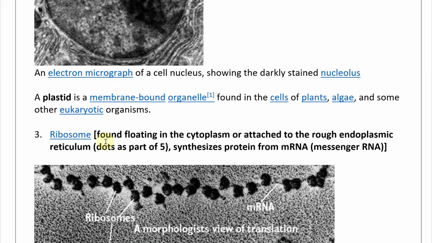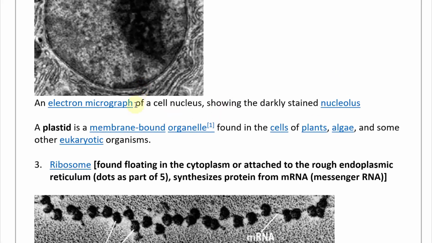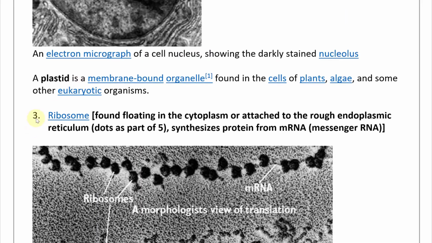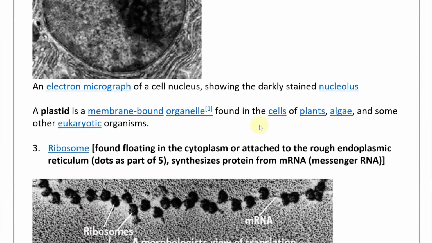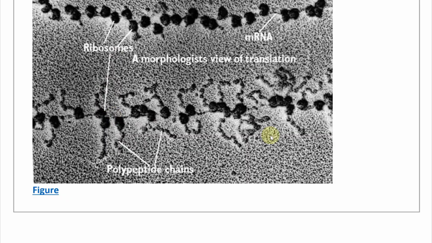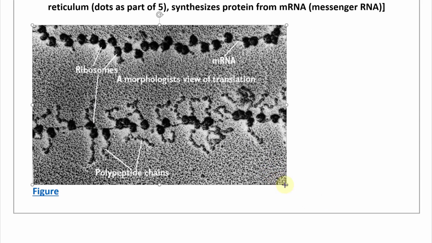Continue further. So organelles would be inside the cell. Ribosomes, number 3, are found floating in the cytoplasm or attached to the rough endoplasmic reticulum, which are dots as part of 5, and synthesize proteins from mRNA, or messenger RNA. Let's look at these dots. So these dots on there, or even possibly free floating, are number 3. And those are ribosomes on the endoplasmic reticulum, which is number 5. Let's continue further.